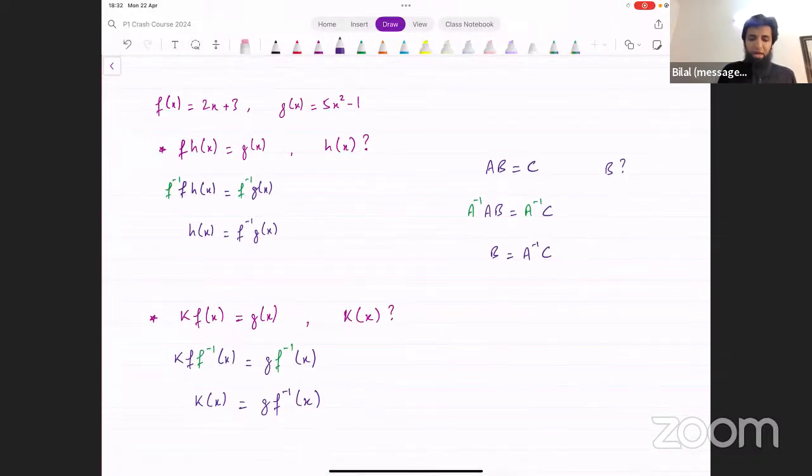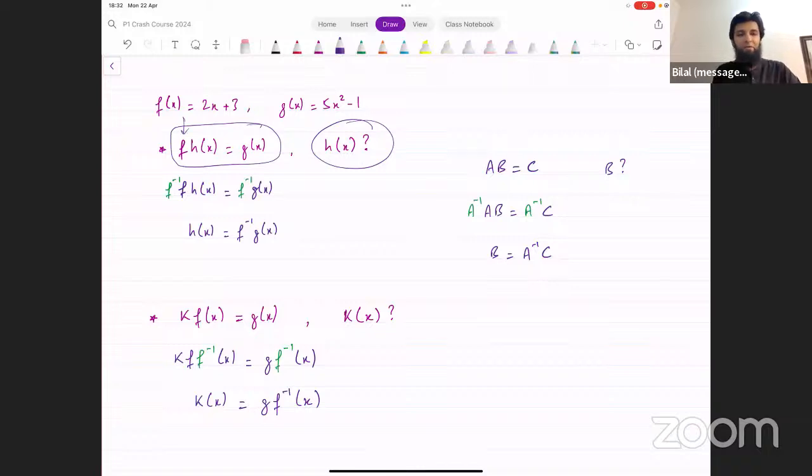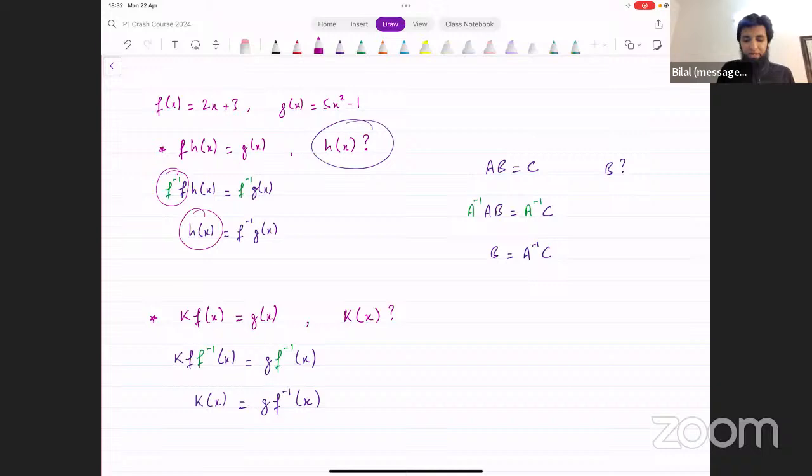So basically, if you have something like f h of x equals g of x, and you want to find h of x, the idea is to get rid of f somehow. How do you get rid of f? You apply f inverse on both sides. f inverse and f cancel each other out, and you're left with h of x, so h of x equals f inverse of g of x.